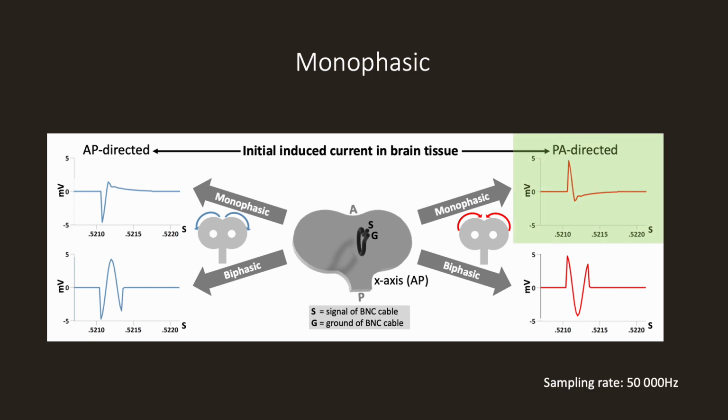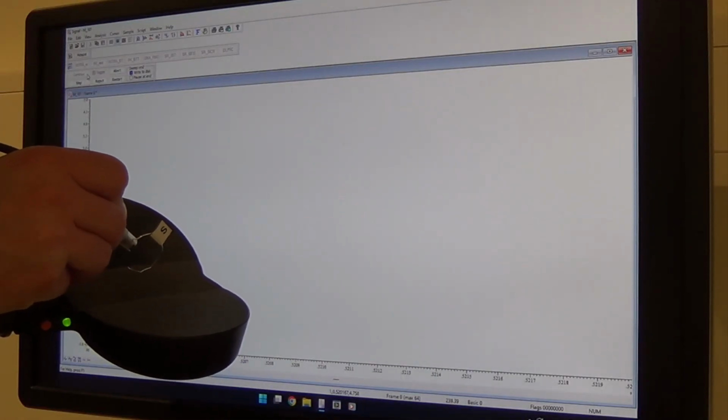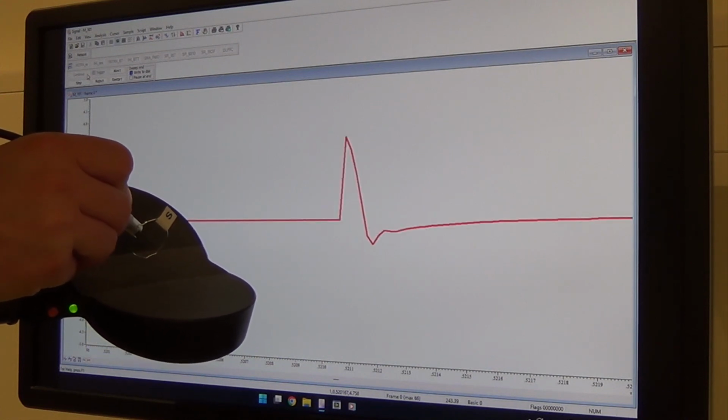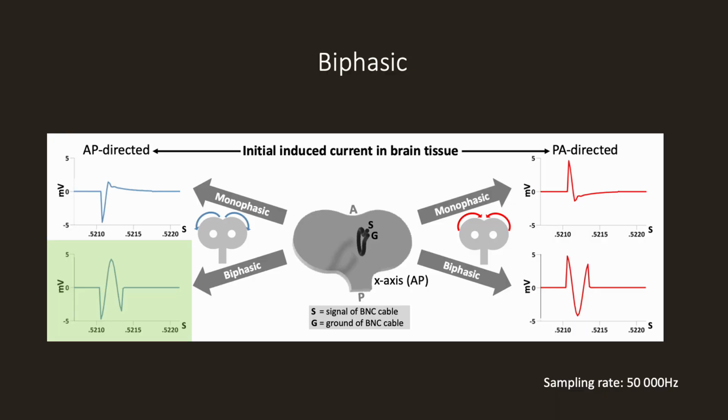Here you see how the signal should look for a monophasic pulse when the goal is to induce an initial PA-directed current in the brain tissue. Next, you see how the signal should look for a biphasic pulse when the goal is to induce an initial AP-directed current.